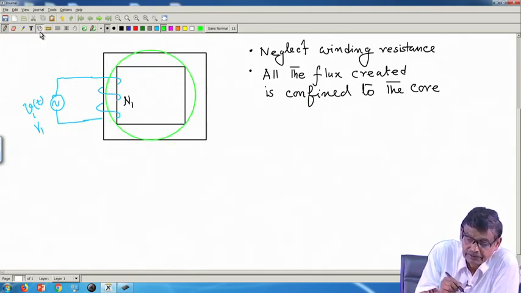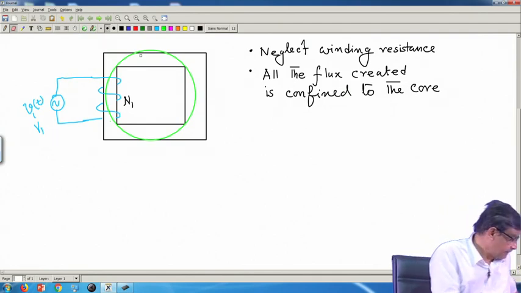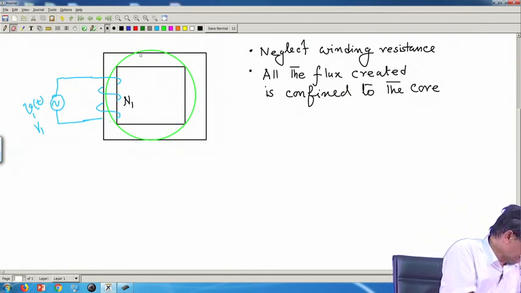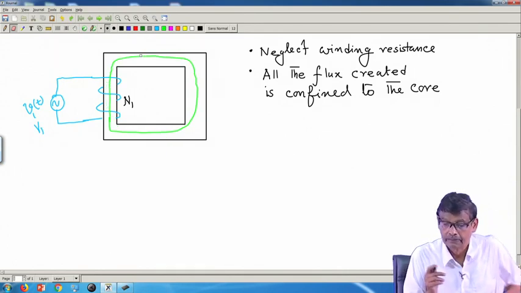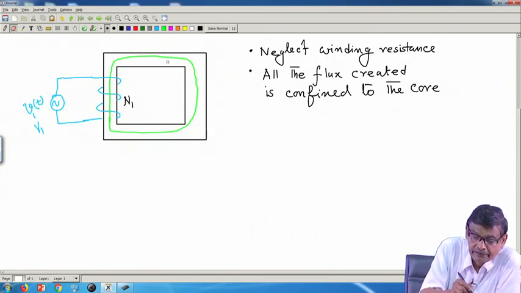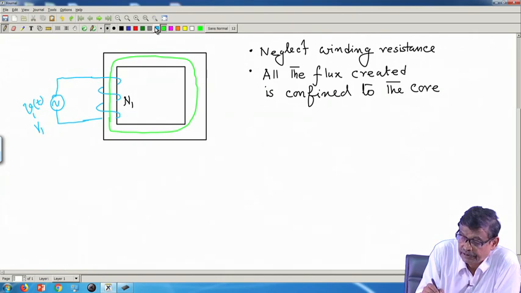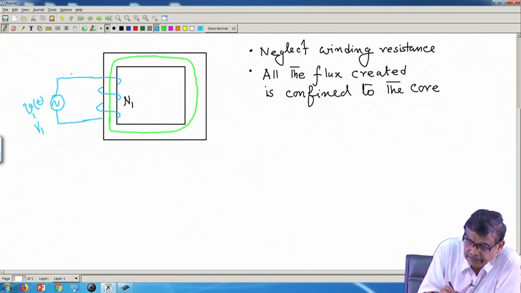I have just drawn... Oh, I am so sorry, I forgot to do that. So, thank you. This is the flux path. And let us also assume the instantaneous current is i(t).